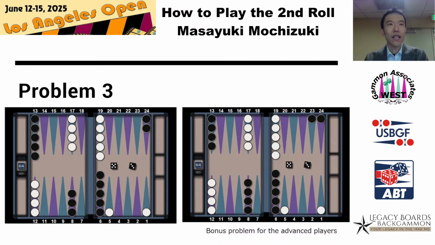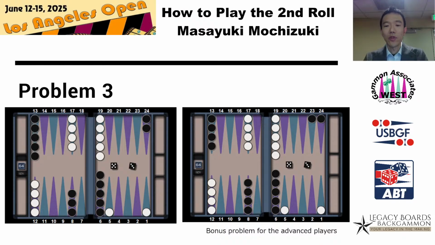The opener started with 4-5, split and down, and you roll 5-3. How do you play 5-3? That's the left-hand side problem. And the right-hand side is a bonus problem. It's for the advanced players. It's actually a third row.